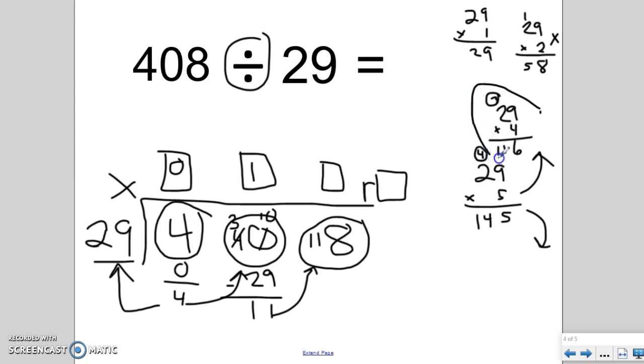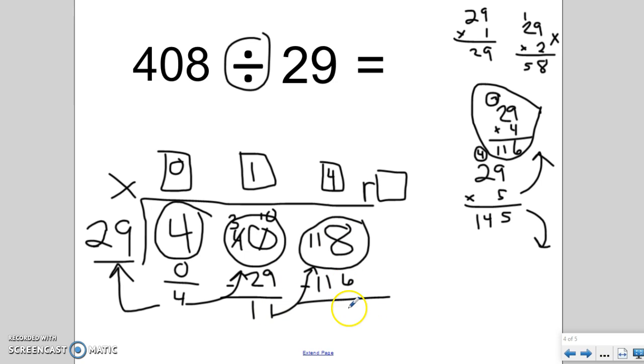Holy moly, look at that. 116 is so close to 118, and it didn't go over. It looks like 29 times 4 is going to be the best bet. That lands us at 116. Again, we're creating a subtraction problem, so make sure you line things up. I'm now going to use subtraction to figure out the difference between my target and where I landed.